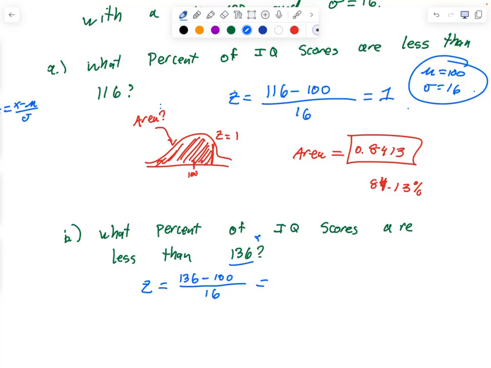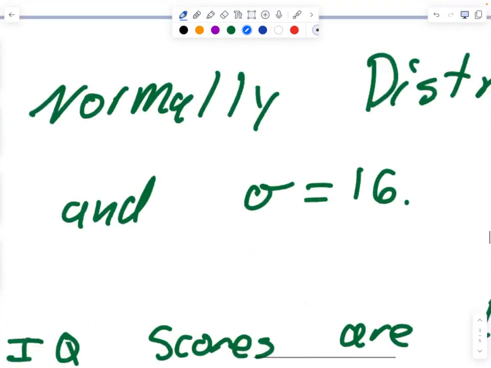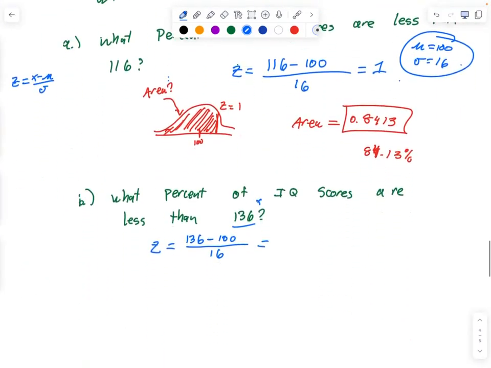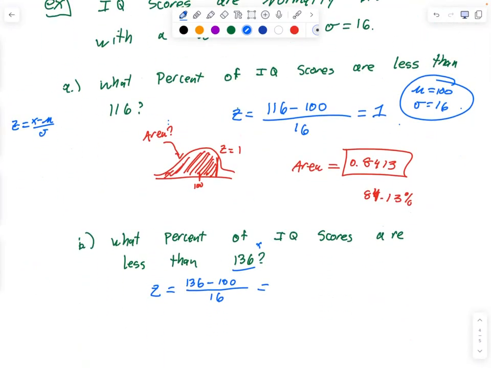Yes. So, again, 2.2, and I go over to 2.25. There's the 0.5. 2.25 gives me right here, and there's my answer right there. Boom, that's it. 0.9878.